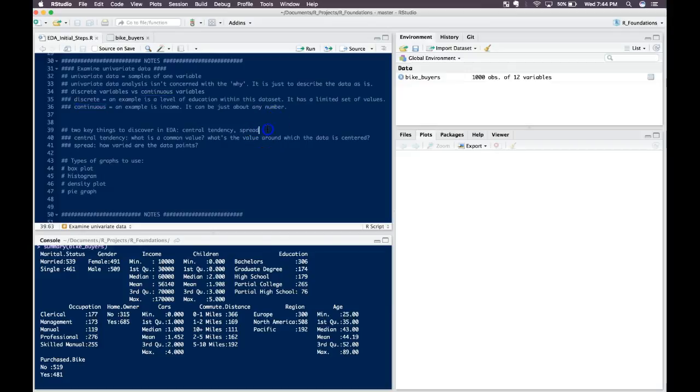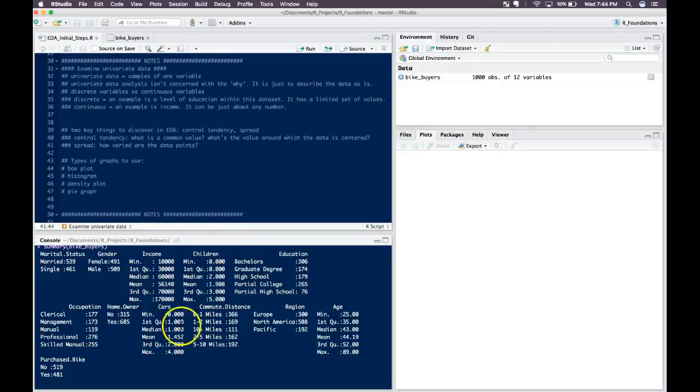In the EDA process, the two things that you're really looking for, it's very basic and R handles it very well. We're looking for central tendency and spread. Central tendency is, what are some common values? And what's the most common value? What is the data centered around? And the spread, meaning how varied are the data points? What are the lows? What are the highs?